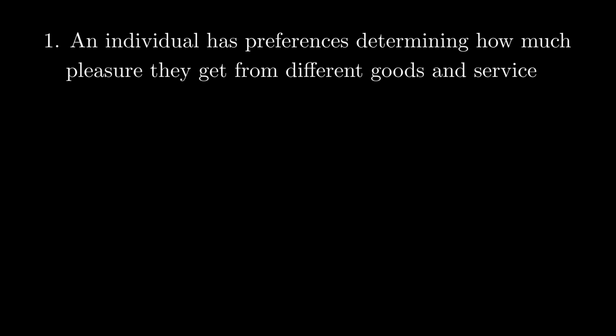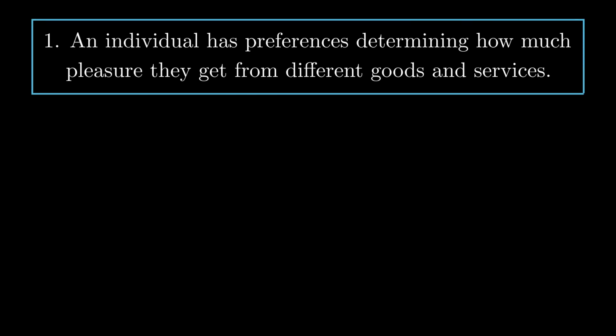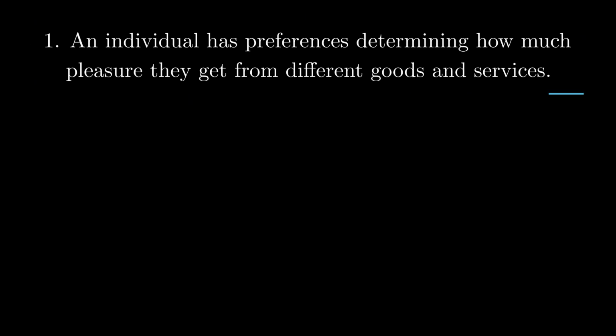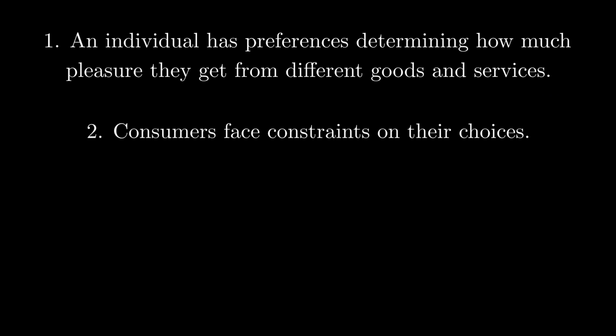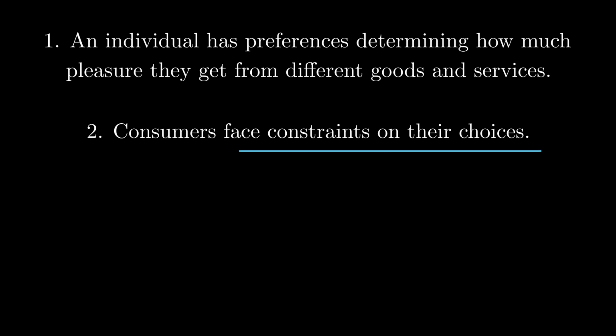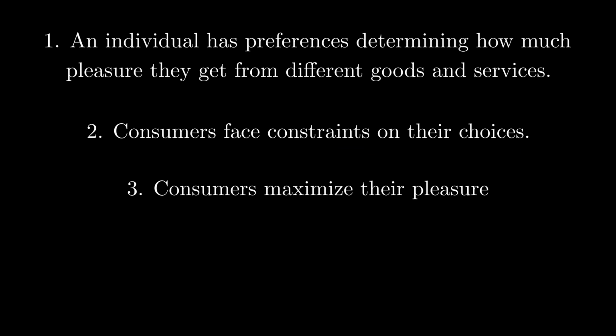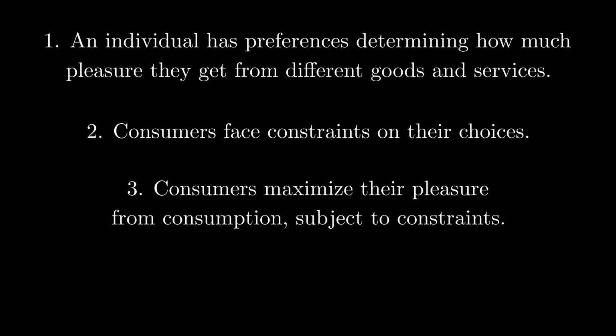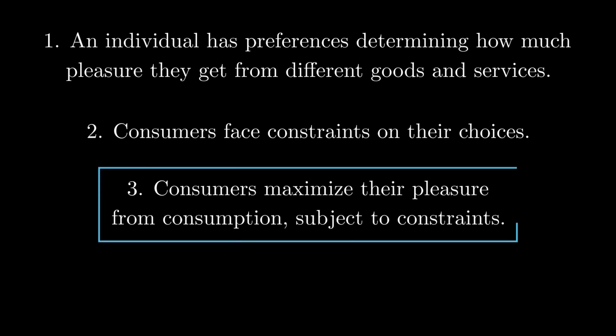First, we're going to begin with three basic assumptions. So the first is that any individual has tastes or preferences that determine how much pleasure they get from consuming different goods and services. Number two, consumers face constraints or limits on their choices. So in the model we're going to be working with in this video, that's primarily income. And three, consumers maximize their pleasure from consumption given these constraints. So first, let's define preferences.